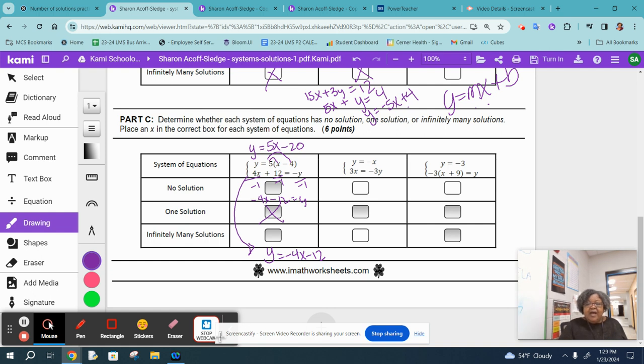Now this one, y equals negative x. I have a negative 3y. So I'm going to divide everything by a negative 3. So that's y, 3 divided by negative 3 is a negative 1. So y equals negative x, y equals negative x, same equation.